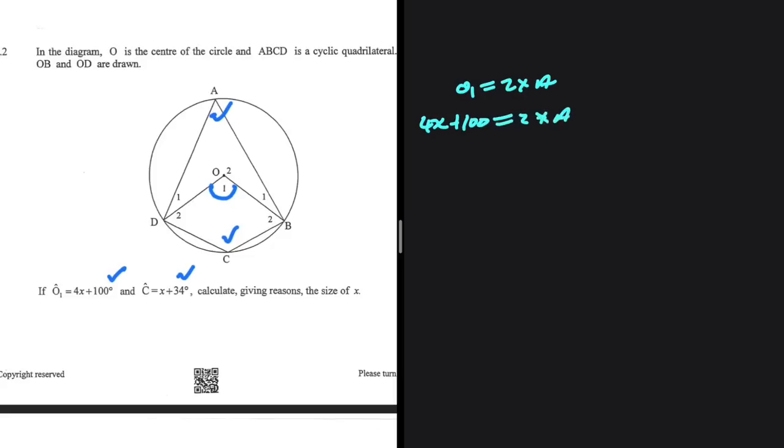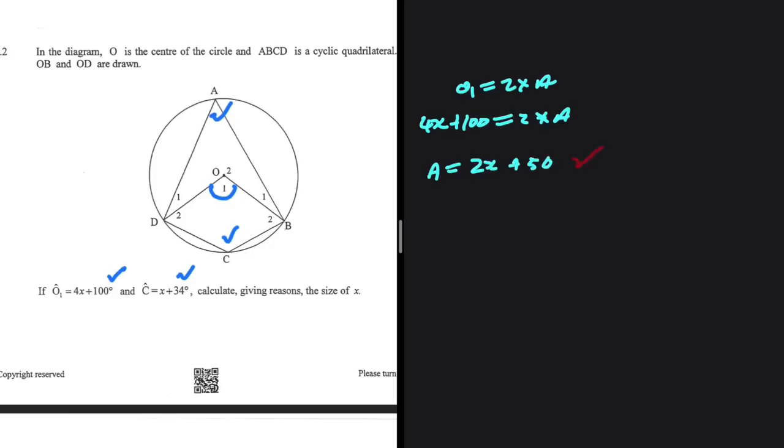So if I can find A in terms of x, then I can say A plus C is equal to 180. I can find A in terms of x. I know fully well that O1 should be equal to 2 multiplied by A. Angle at the center is twice the angle at the circumference. So O1 is 4x plus 100, and it is equal to 2 multiplied by A. If we divide both sides by 2, we're going to get A equal to 2x plus 50.